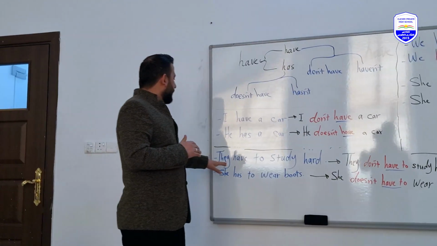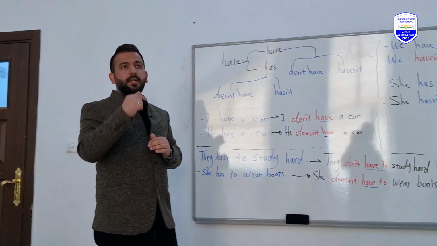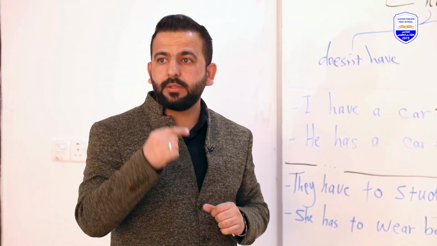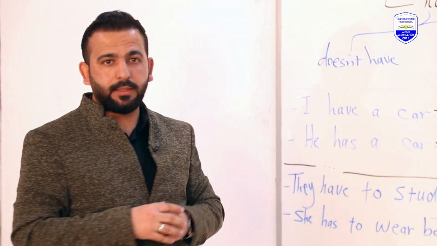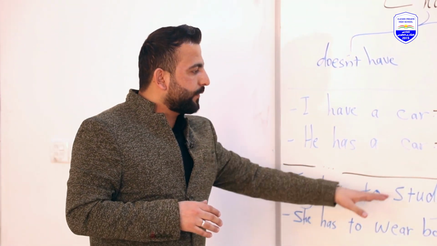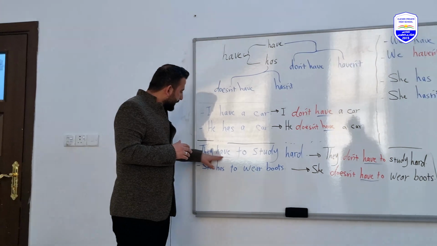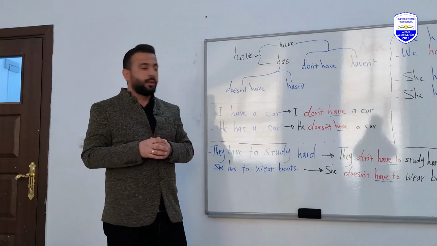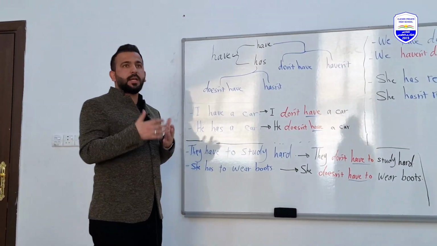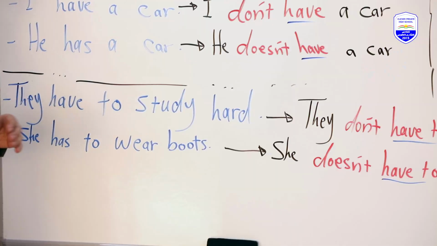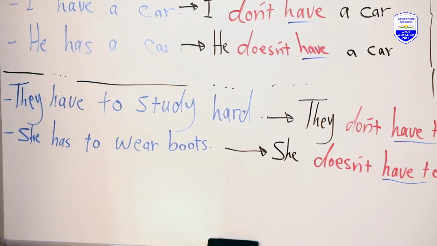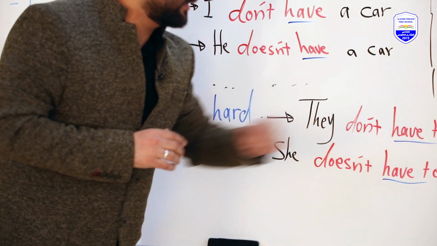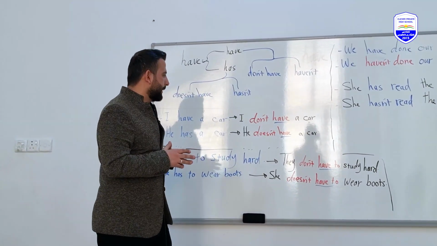Okay. Another case is when have and has are followed by to, which means we use don't have to, doesn't have to, as in the first point we discussed. They have to study hard. Again, look at have and has. Do we have the third form of the verb? Of course not. If we don't, we use don't or doesn't to negate have to and has to. So they have to study hard becomes they don't have to study hard.